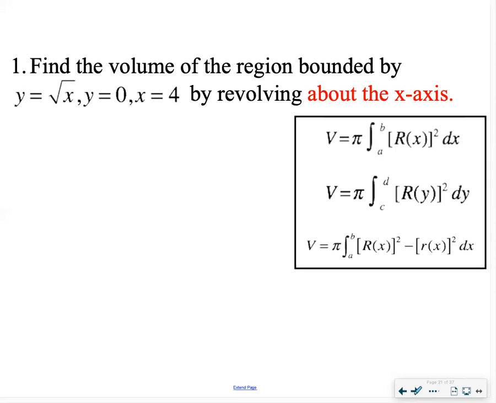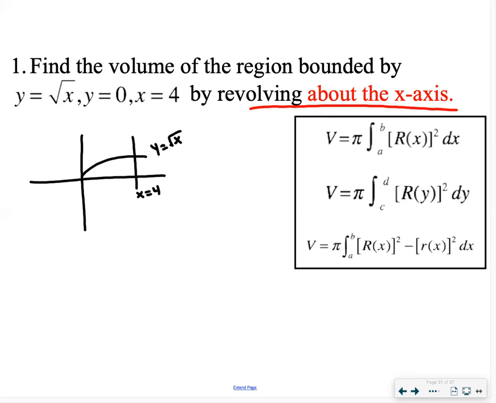All right. Again, it always helps to graph this just to see what you're looking at. Boundaries are y equals square root of x, so that looks like this. y equals 0 is the x-axis, and x equals 4 is right here. And this is y equals square root of x. Okay. And now this says we're revolving about the x-axis. So we're going to take this shape and spin it around this x-axis to create basically a circular disc or cup, whatever you want to call it.